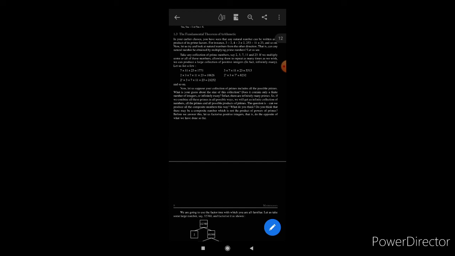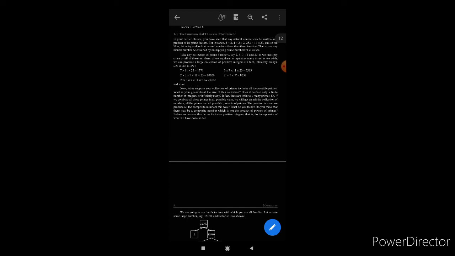Now let us suppose your collection of primes includes all the possible primes. What is your guess about the size of this collection? Does it contain only a finite number of integers or infinitely many? In fact, there are infinitely many primes. So if we combine all these primes in all ways, we get an infinite collection of numbers: all the primes and all possible products of primes.